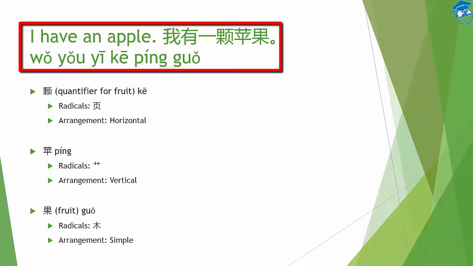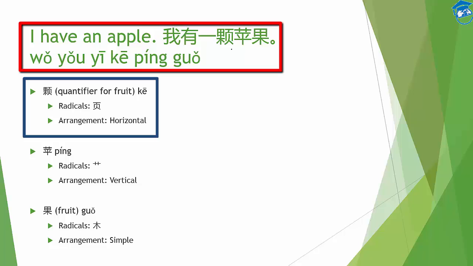Okay, this will be the last example of a quantifier. And the sample sentence I have here is I have an apple. In Mandarin it is 我有一颗苹果. Okay, and the last three words are the new characters for you. So I will explain them one by one. This one, 颗, is a quantifier. It's a specific quantifier for fruits. Okay, this is the pinyin for 颗, and the radical is what's on the right hand side, and the arrangement is horizontal with left and right components. Okay, so this is how I write 颗.